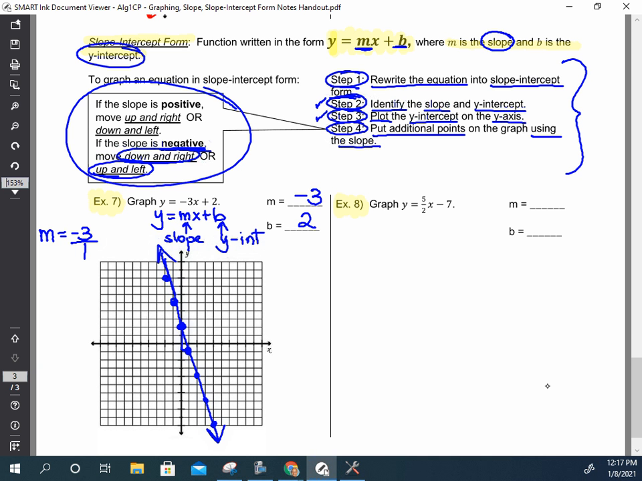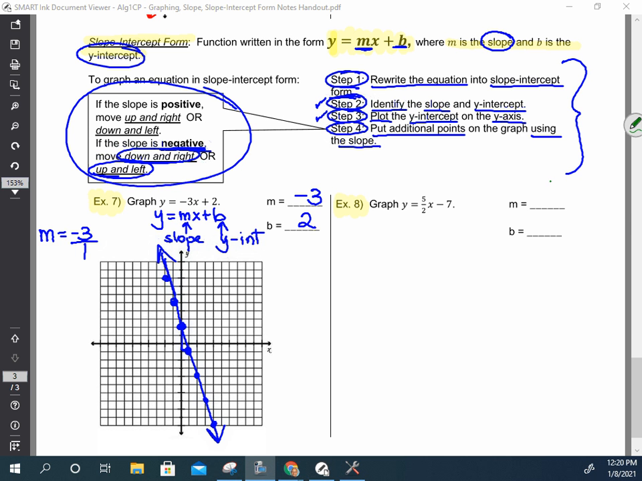One more example left. All right, so for example 8, let me give you a moment to start this problem. Take 2 minutes, start it. Let's do this. So example 8, we've got y equals 5 over 2x minus 7. What's the slope for example 8?